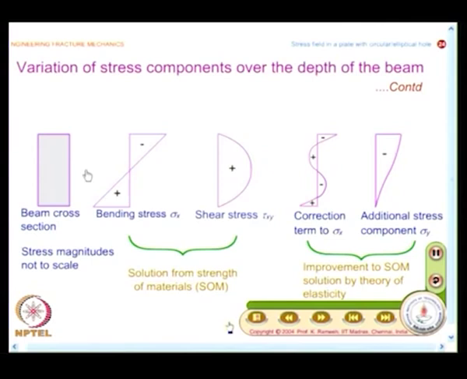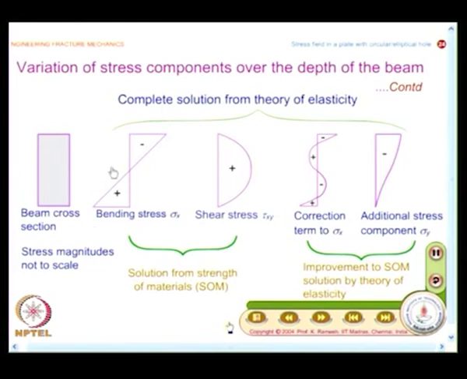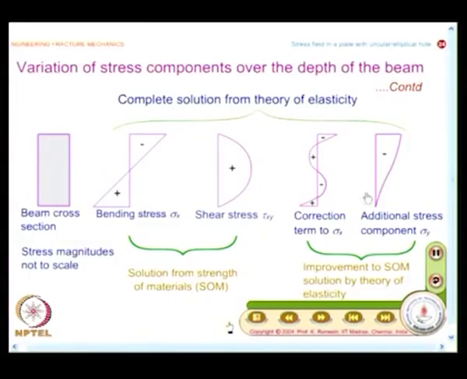If you take the problem of a beam under uniformly distributed load, the complete solution encompasses all these components, and this is the only correct solution. What you have got in strength of materials was only an approximation good enough for engineering analysis. We are not making a serious error by neglecting the correction term to sigma x or not incorporating sigma y.